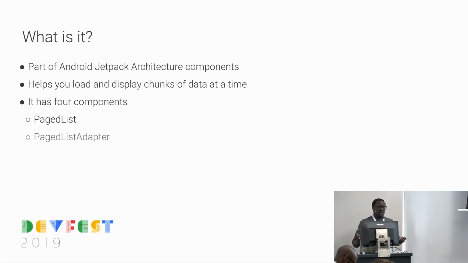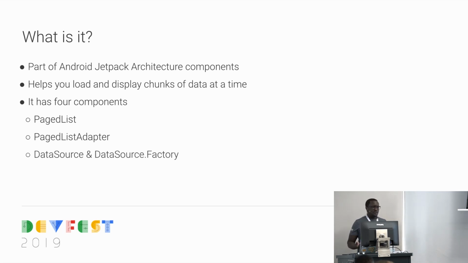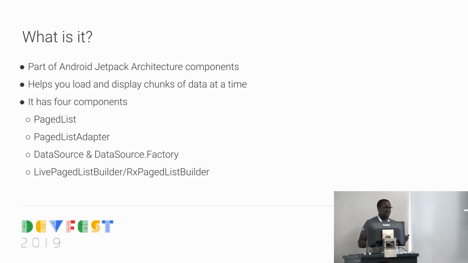And we have the page list adapter, which consumes this page list and allows you to show it to the user. And then we have where we get our data source. The data source could be your offline database or your online API. And then we've got the live page builder, which allows you to build this live data of your page list and then emit it to the UI and display it to the user.